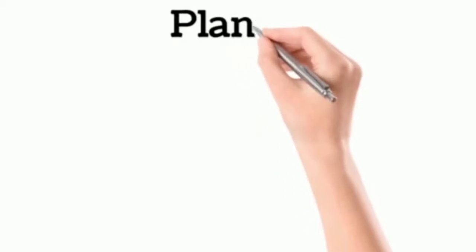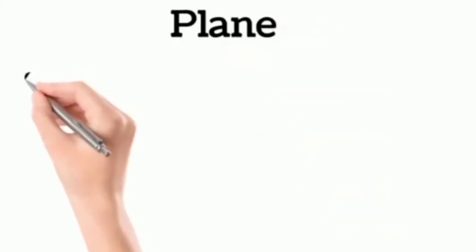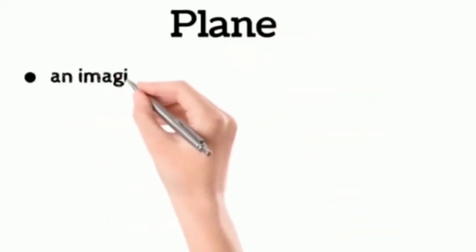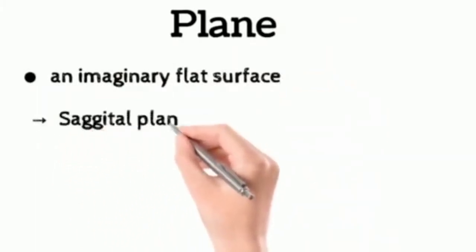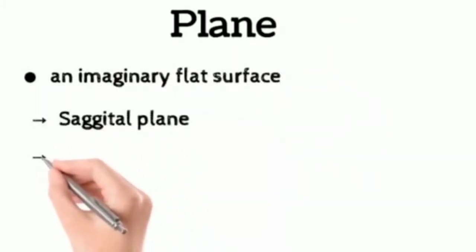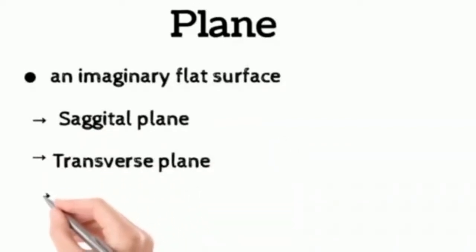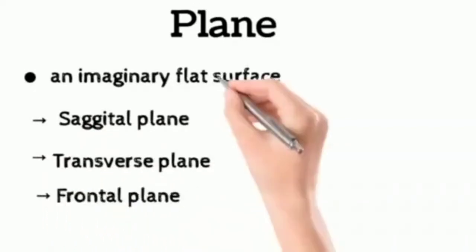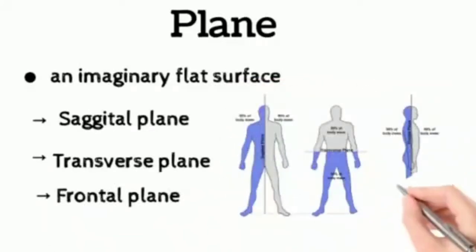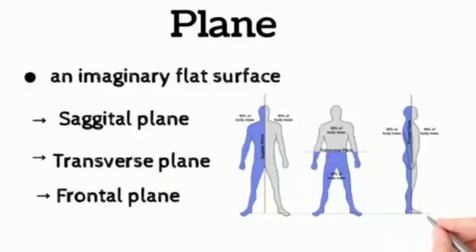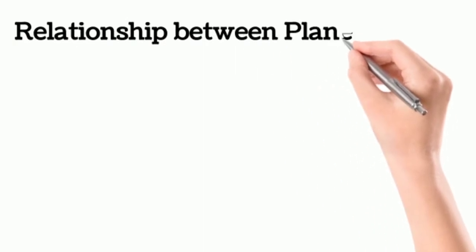Now coming to the plane. Plane is nothing but an imaginary flat surface that runs through the body. There are 3 planes: transverse plane, sagittal plane and frontal plane. Sagittal plane divides the body into right and left parts. Transverse plane divides the body into upper and lower parts, and frontal plane divides the body into anterior and posterior parts.